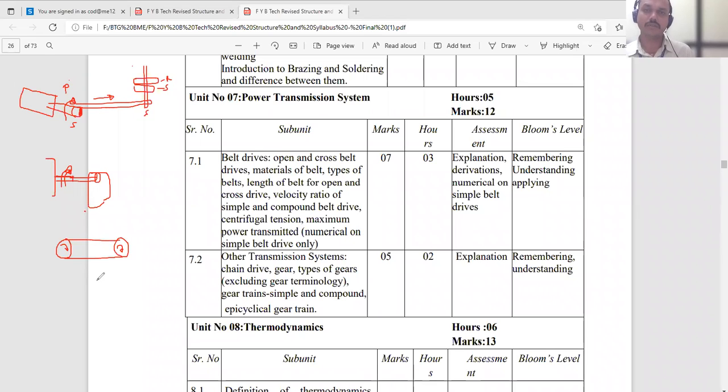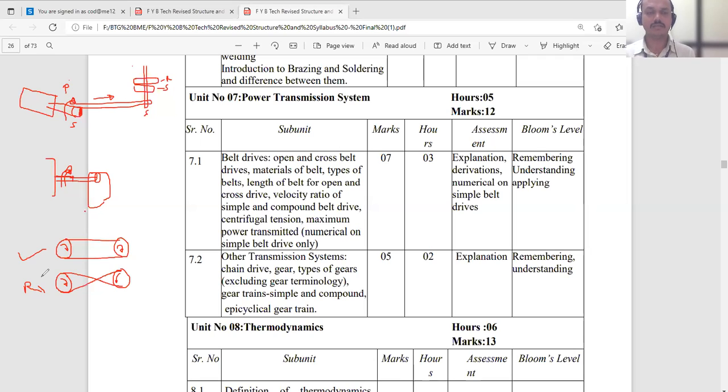But when we are required to rotate these two pulleys in opposite directions, it means if this one pulley is rotated in the clockwise direction and we want the other pulley to rotate in the anti-clockwise direction, then for that reason we have to use the cross belt drive. But this is rare, very rare. Generally the open belt drive is used. So this point we are going to study.